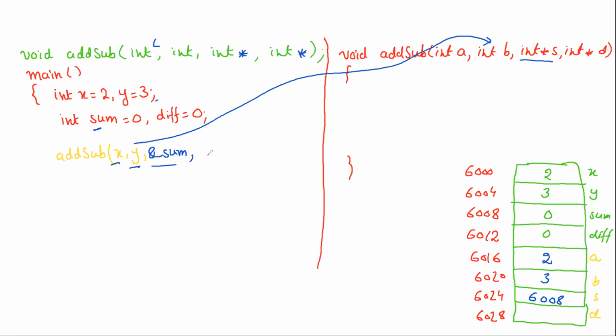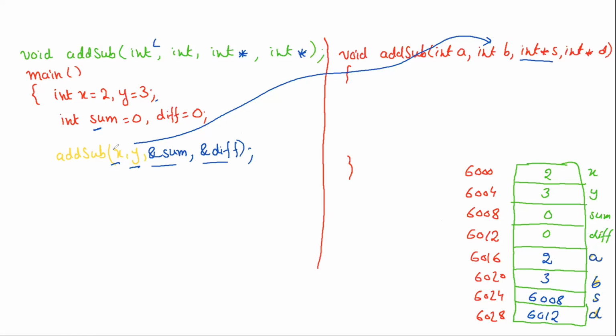Similarly, now you can guess the next one is also a pointer. So I write something like this. Now what happens? Address of difference. What is the address of difference? Address of difference is 6012. So it means this d will get the value 6012. Okay, so let me just write them so that they are more visible. B, this is s, and this is d.